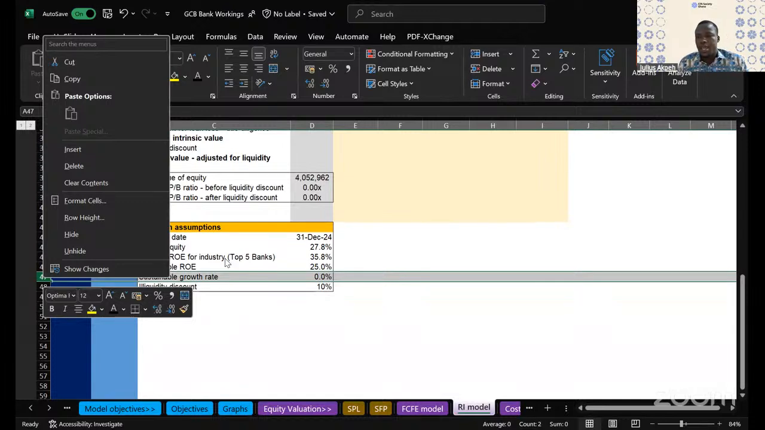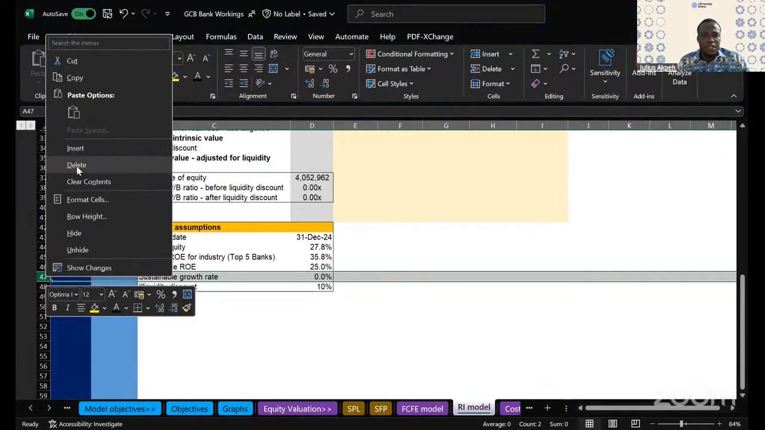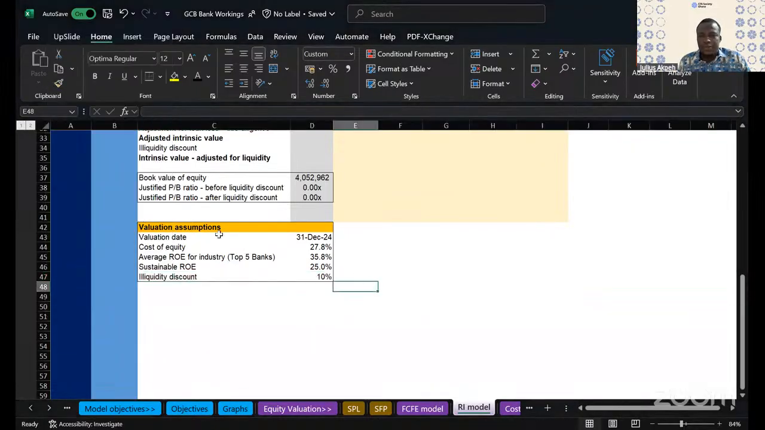Maybe to say, no, we don't need a growth rate. And I'll show you why we don't need a growth rate in anything here. We don't need a growth rate. And illiquidity discount, yeah, we did that.